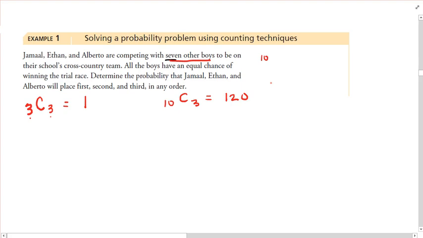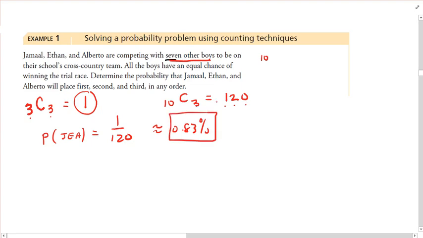Okay? So if we want to take a look at the chance that these boys are the group of 3, there's only one chance out of a total of 120 chances. So the probability that we have Jamal, Ethan, and Alberto is 1 out of 120, or approximately 0.83%. Like I say, there is a way to do it with permutations, but it's a few extra steps, so combinations would definitely be the way to go.